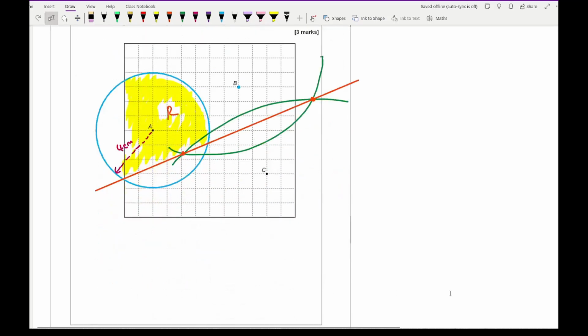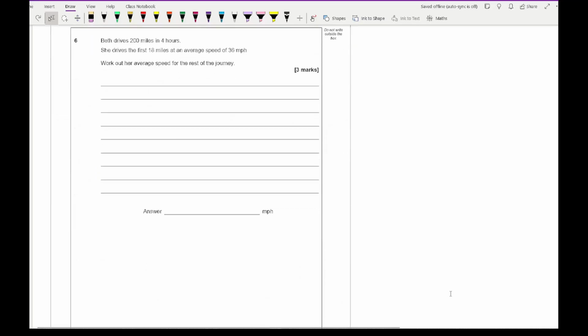working out. Moving on to question 6, it says Beth drives 200 miles in 4 hours. She drives the first 18 miles at an average speed of 36 miles per hour. Work out the average speed of the rest of the journey. So the first thing we need to do is realise how long was that first stage.